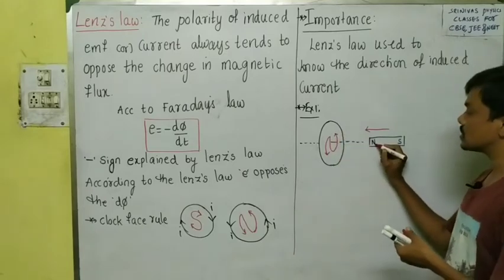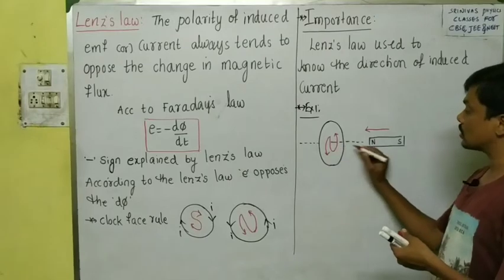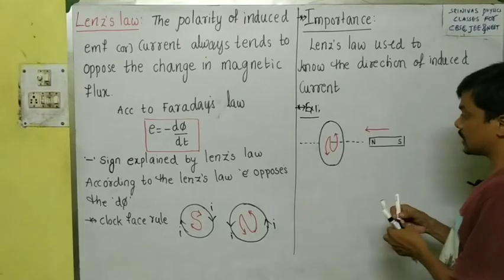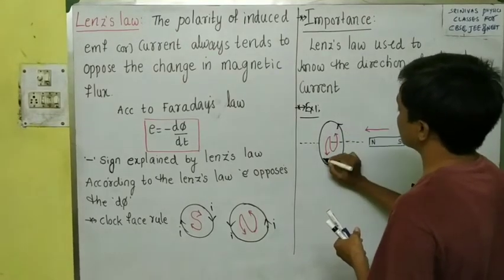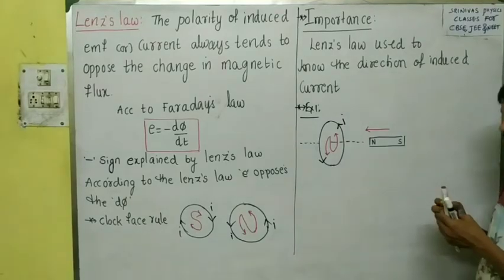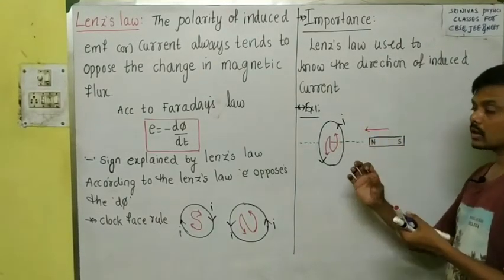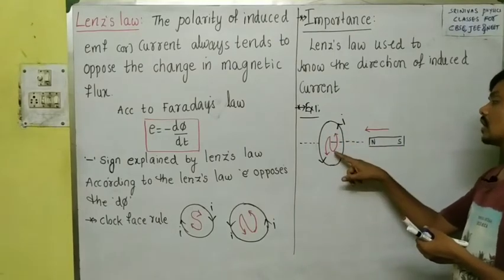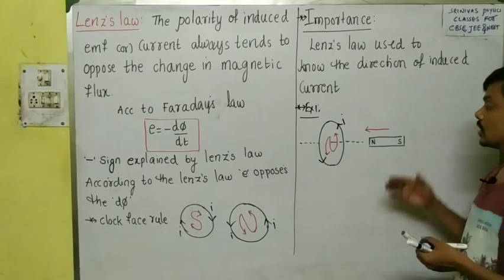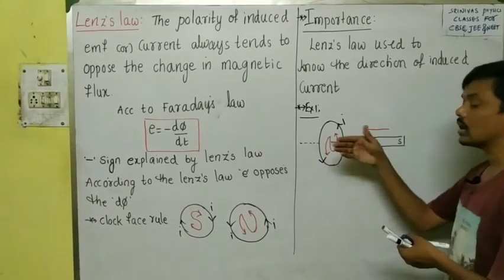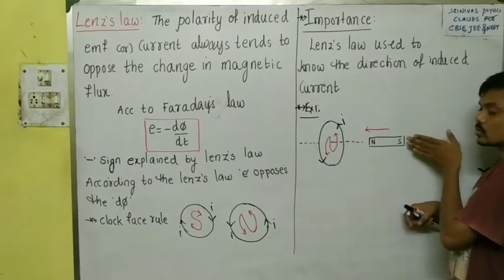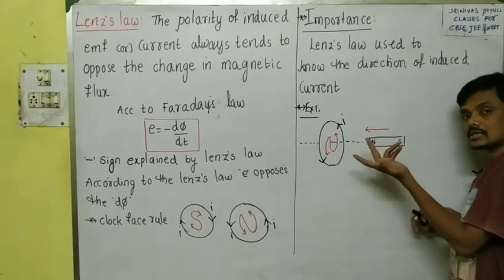Then when you move this north pole towards the loop, this north repels the motion, and that's why the current will be generated in an anti-clockwise direction. This is the direction of the induced current. That means when you move the north pole towards the loop, the face of the loop which is towards the magnet again acts as a north pole. Then it will not allow the magnet to move. That means the magnet motion will be decreased, opposed. Magnet motion opposed means flux change also opposed.